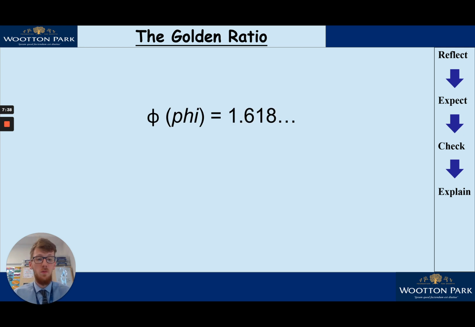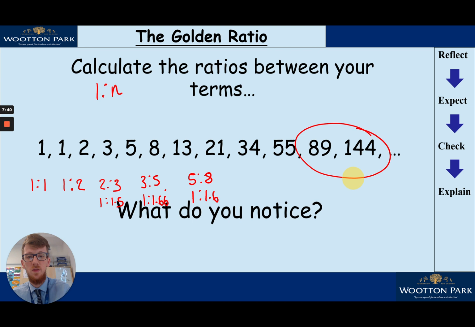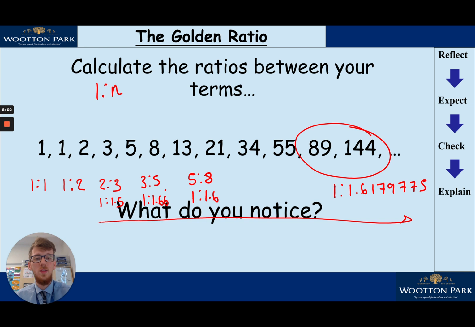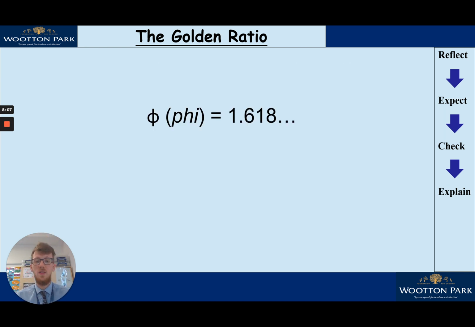Okay, so what you may have found is that if we take these two, for example, the ratio of 89 to 144, so if I do 144 divided by 89 on my calculator, I get 1.61179775. Okay, so we can see that these numbers start getting close to 1.61. The further and further along we go along that sequence, it should get closer to this special number called phi.